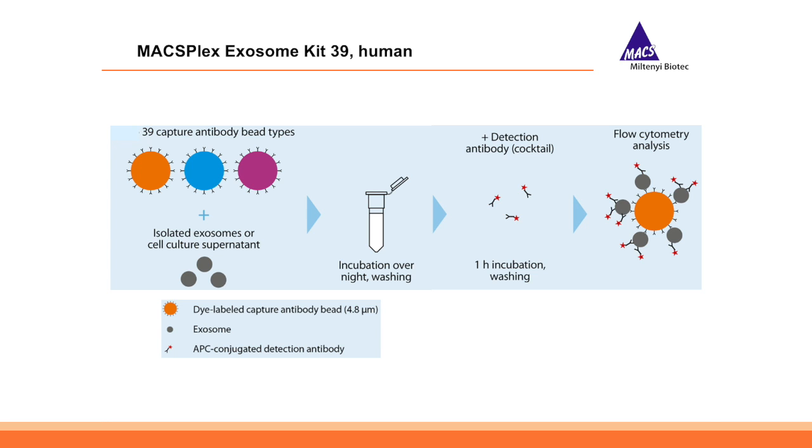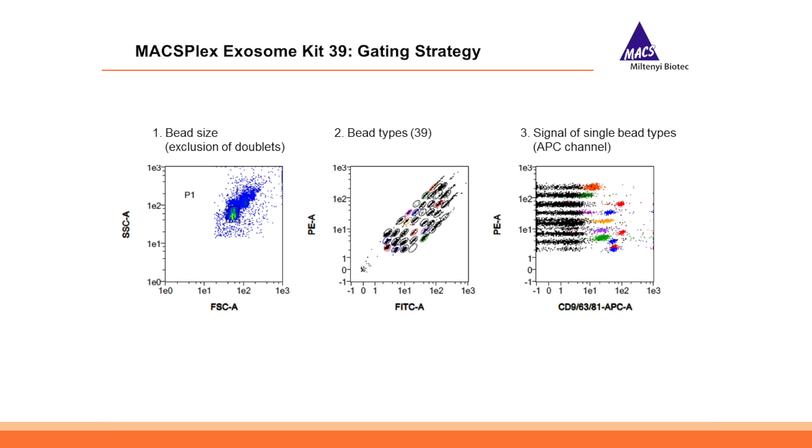So how does this look in the flow cytometer? We first gate on the forward and side scatter to detect the single beads, and then we have a PE-FITC gating. Here you can see that we can easily discriminate the different bead populations by these two colors. And then for each of the detected populations or bead types, we detect the APC signal of the stained exosomes.